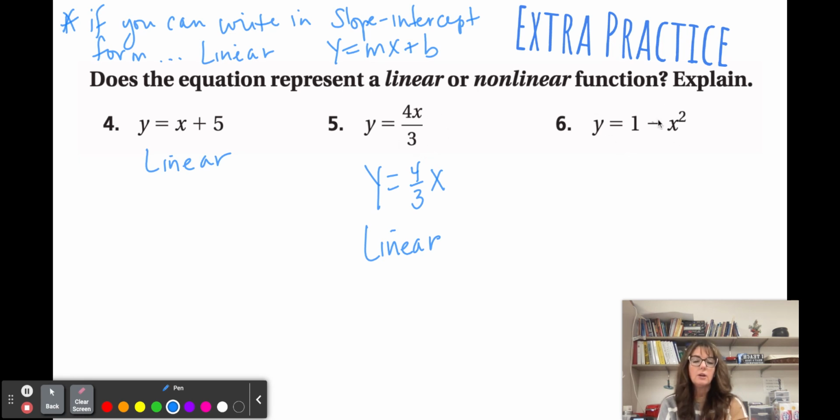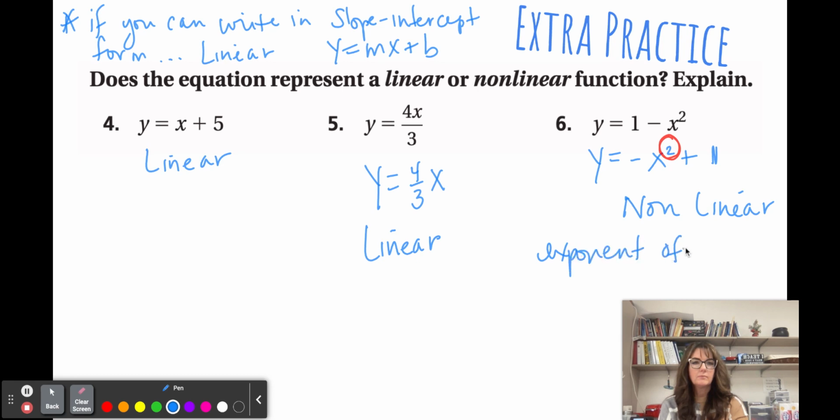All right, over here, even if we rearrange it, even if we say this is equal to negative x squared plus 1, the red flag is right here with this exponent of 2. Slope-intercept form has an exponent of 1. Therefore, this one we would say is nonlinear. The exponent of x must be 1 in order for it to be slope-intercept form.